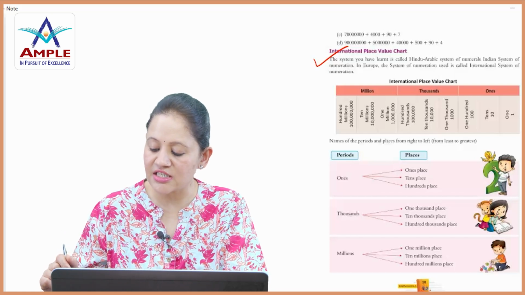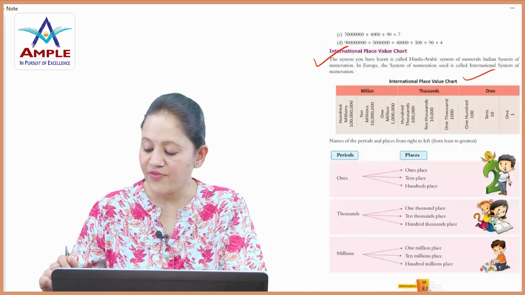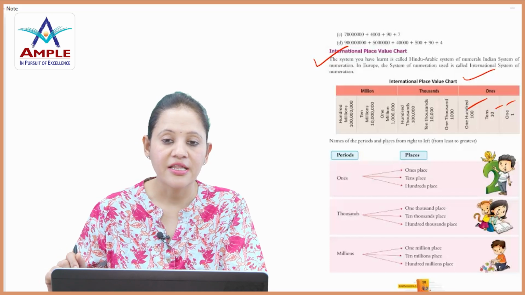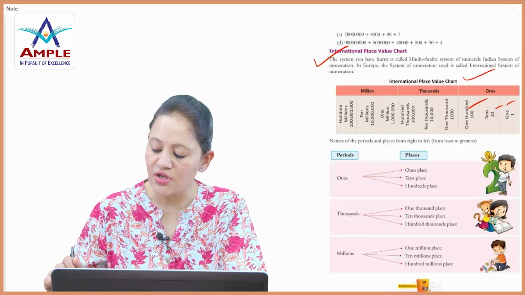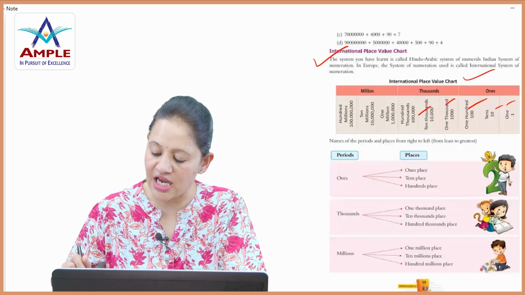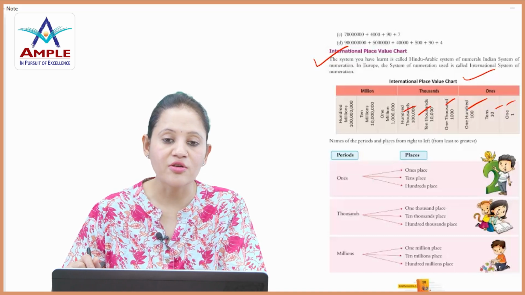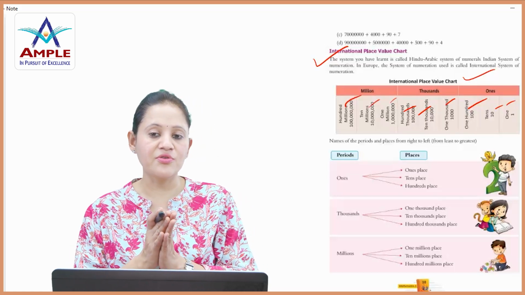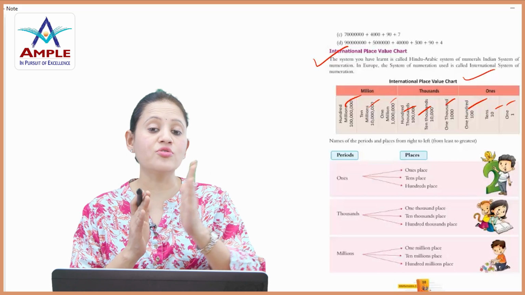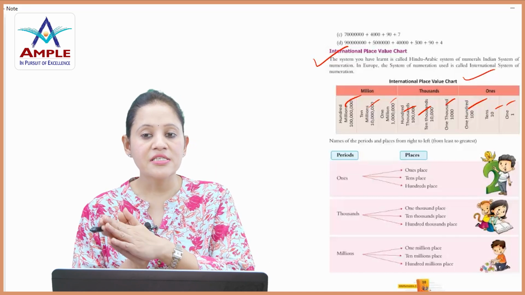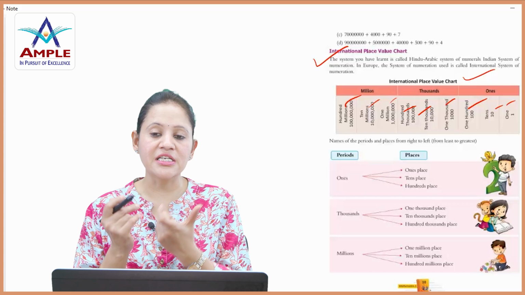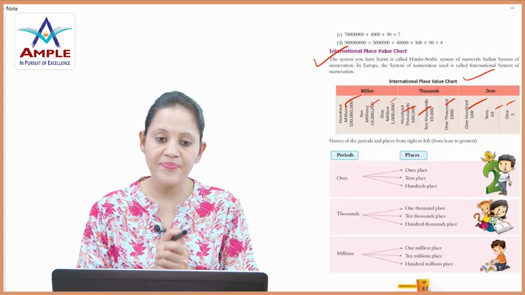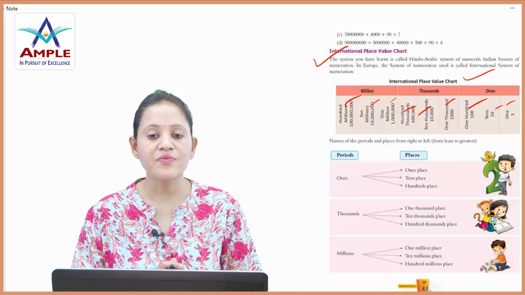So, this is the international place value chart. Here you can see the first period of ones, that includes ones, tens and 100. Then the period of 1000, it includes 1000, 10,000 and 100,000. Then the period of million, that includes 1 million, 10 million and 100 million. In the Indian place value chart, the first period is of 3 digits and then 2 digits. But in the international system of numeration, the first period, ones, contains 3 digits, the 1000 period also has 3 digits, and million has 3 digits. Clear? Names of the period and place from right to left.